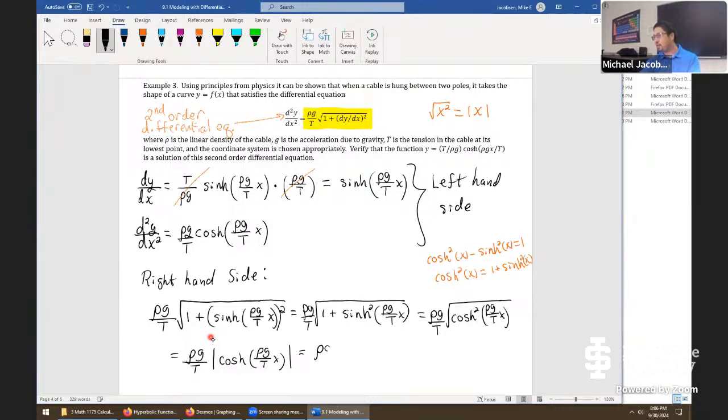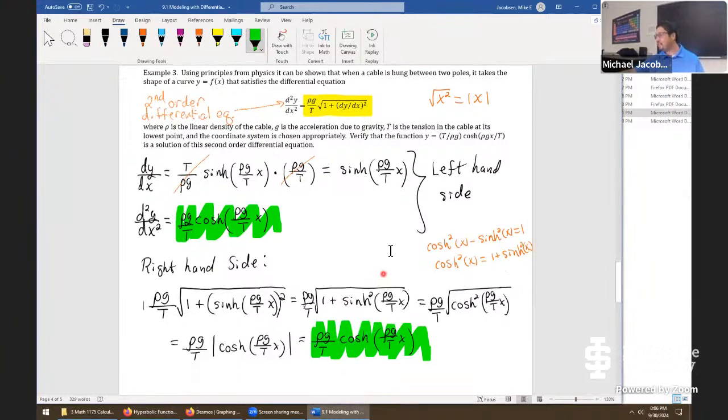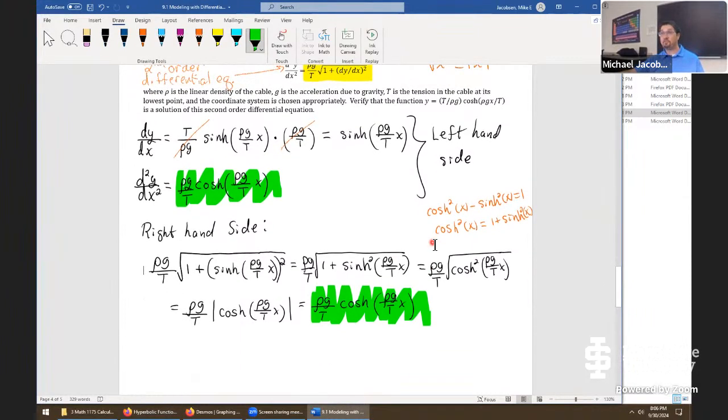This turns into rho g over t cosh rho g over t x. So what have we done? We have shown that the right-hand side equals this function, and so does the left-hand side. Same exact function each time. Let's convey that with just a little bit of highlighting because we worked hard on this, so let's hit it with that. We still need a conclusion though, so watch out on real homework questions.